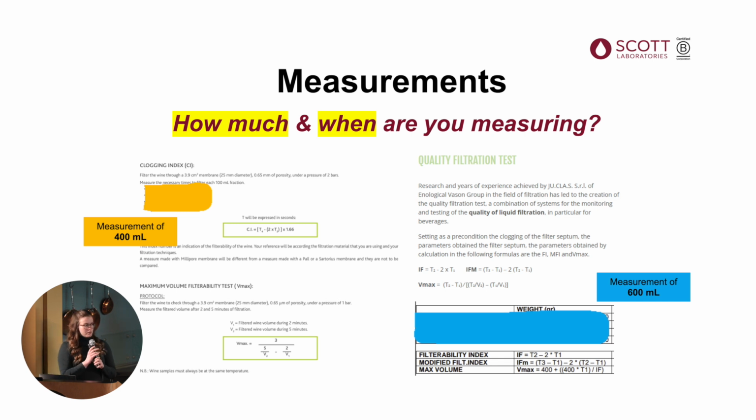Okay, so now assuming that you're on board with our test setup measuring time instead of volume, how much wine are you using for your test, and when are you taking the measurements? Back to published methods, we have some that recommend measuring a total volume of 400 milliliters and some that recommend a total volume of 600 milliliters. And then when are you taking the measurements? In orange, they have you taking measurements when 100 grams passes through the filter, 200 grams, 300 grams, and 400 grams. And then in blue, you're taking measurements when 200 grams passes through, 400 grams passes through, and 600 grams passes through.